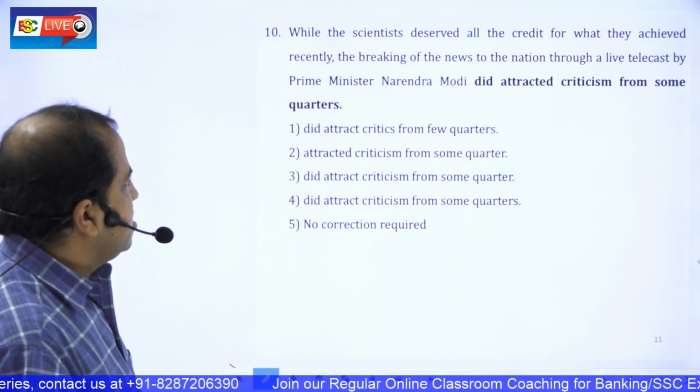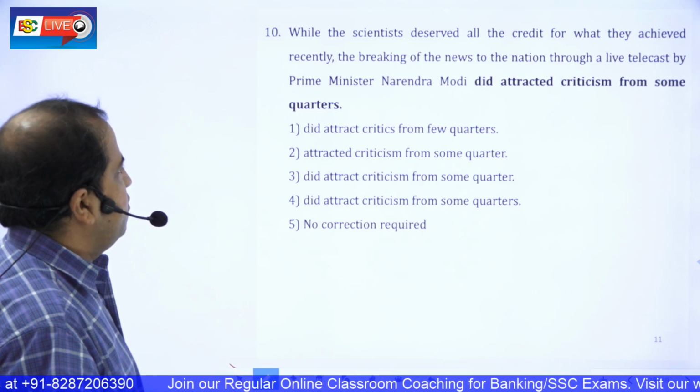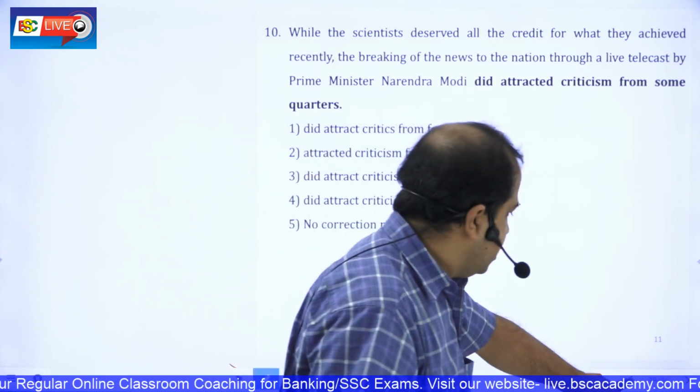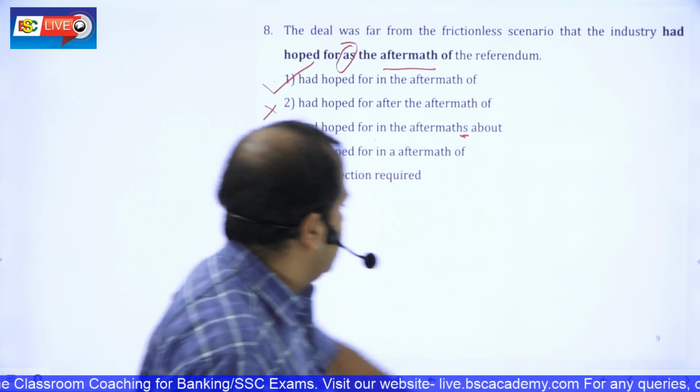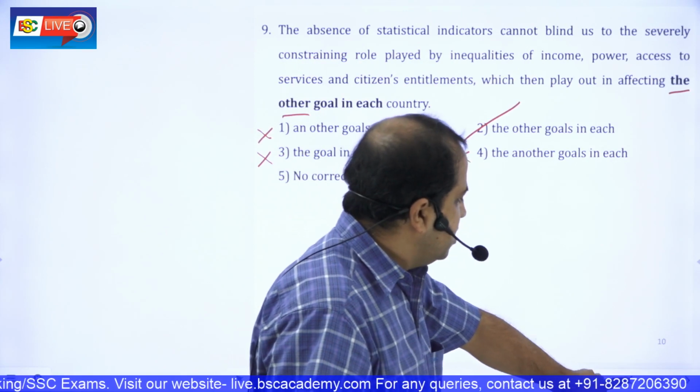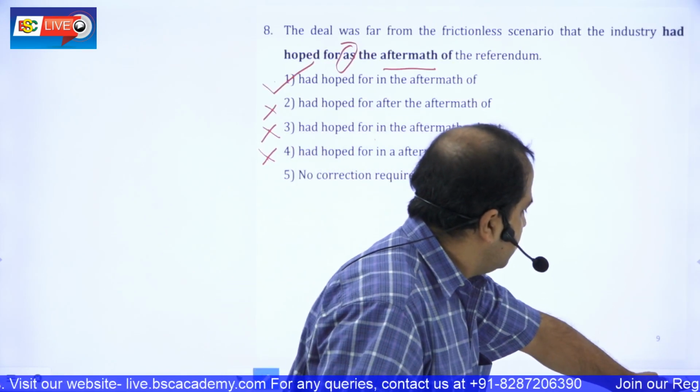While the scientists deserved all the credit for what they achieved recently, Asutosh Singh gets 2. उन्होंने ये 9 का आंसर बताया 2. Yes, Asutosh Singh, that's correct. We'll now move on to question number 10.